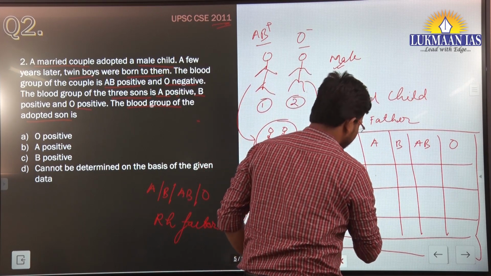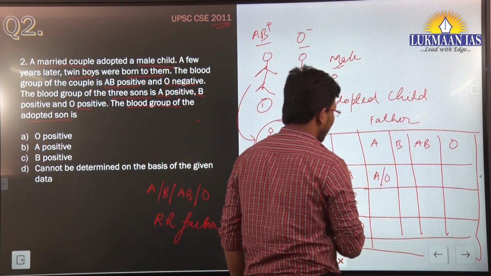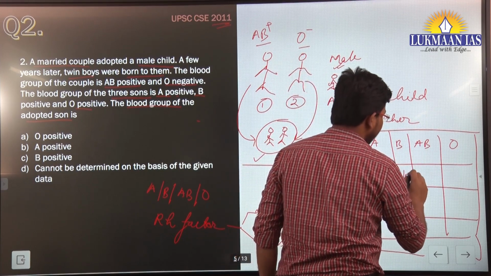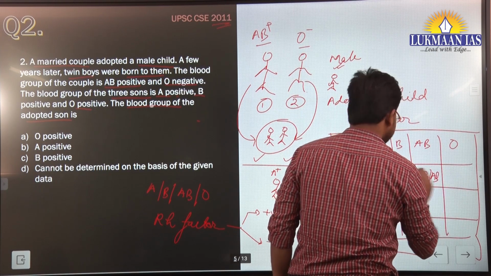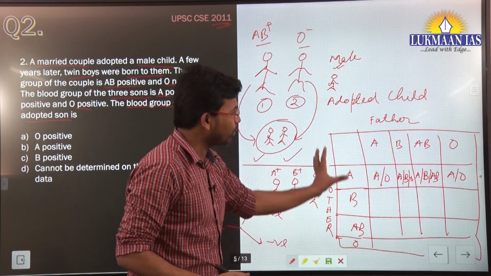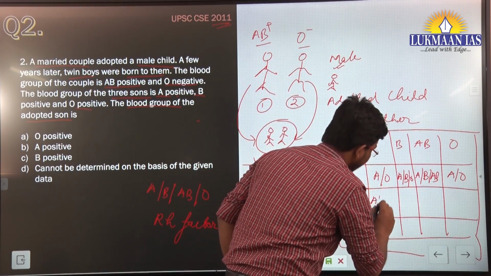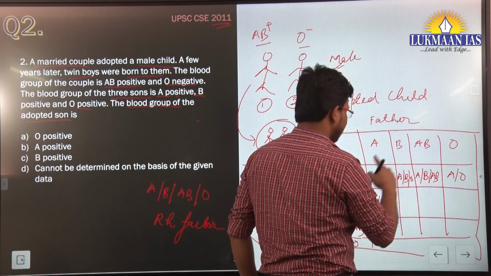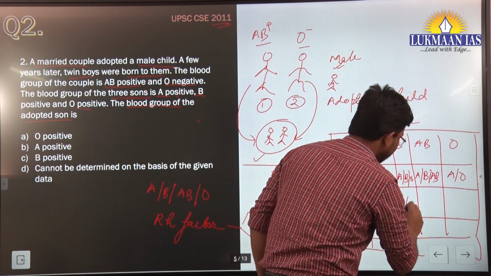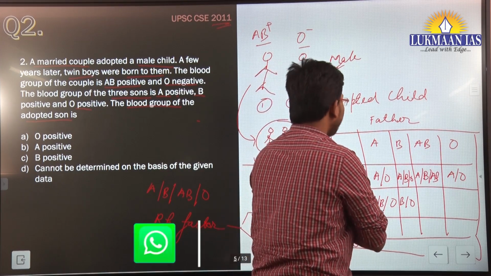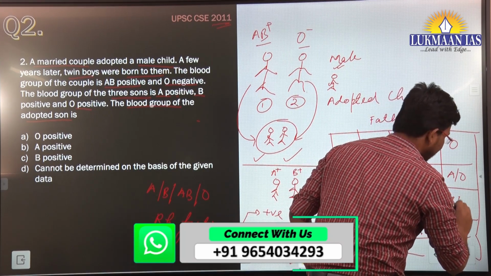So it is A, B, AB, O. In this case the blood group can be A or O. In this case it can be A, B or O. In this case it can be A, B or AB. In this case it can be A or O. This is how the combination in blood group happens. And in this case it can be A, B or O, and here B or O. When we have B and AB, it can be A, B, or AB.